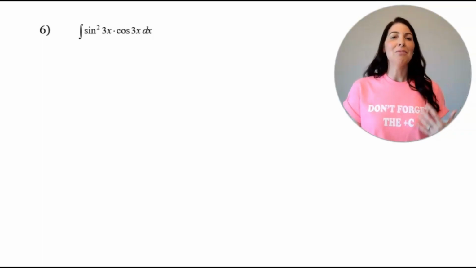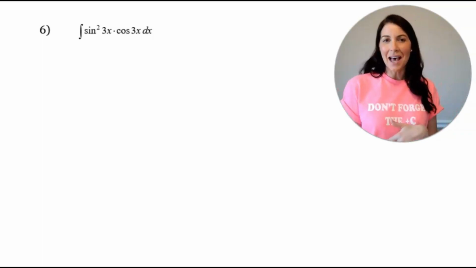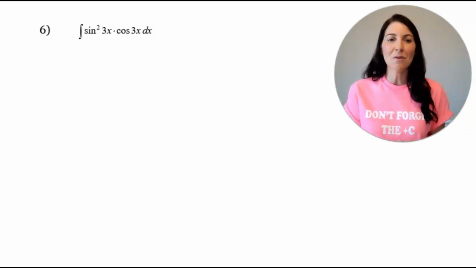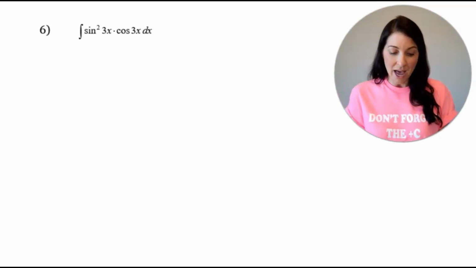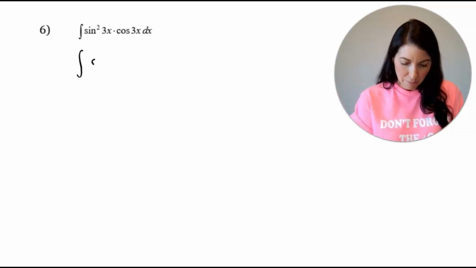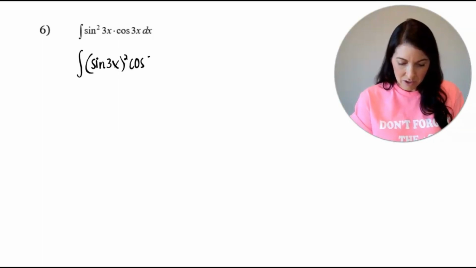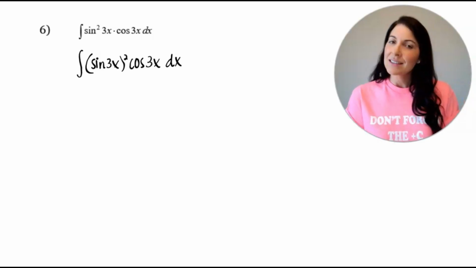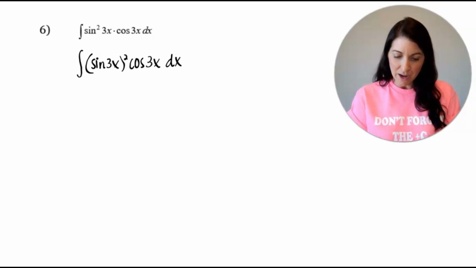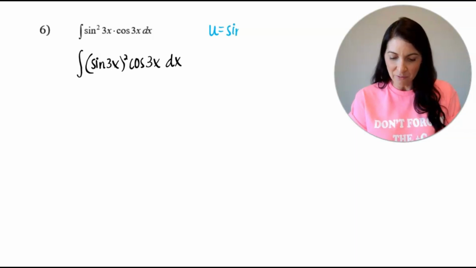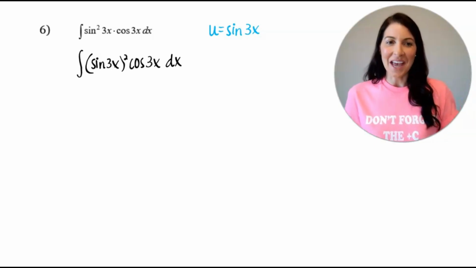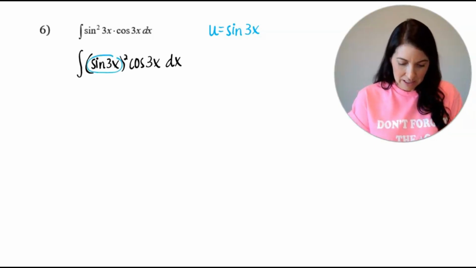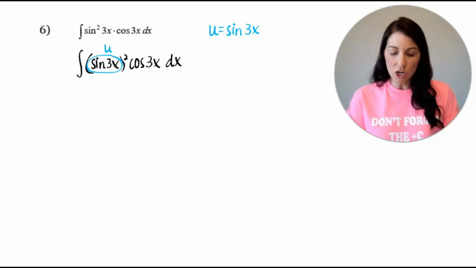So in this problem, oftentimes we make what's inside the trig function our u, which some people may think is 3x, but in this problem, the u is actually not 3x. If you think about this being rewritten as sine of 3x squared times cosine 3x dx, it's actually not the 3x that I'm going to make as my u. I'm going to make what's inside of parentheses my u. So I'm going to make the sine of 3x the u variable. So I'm going to substitute sine of 3x for u.